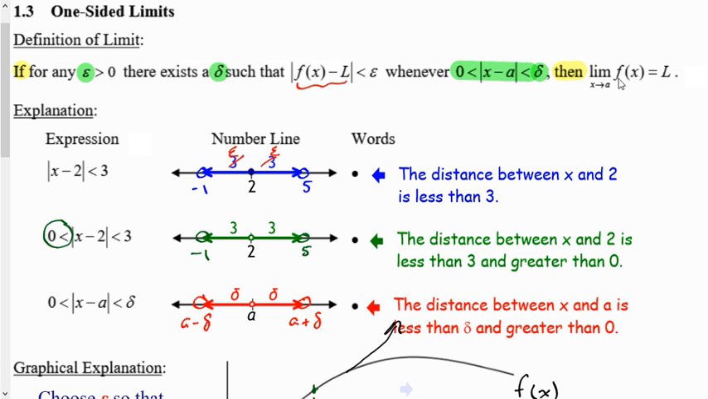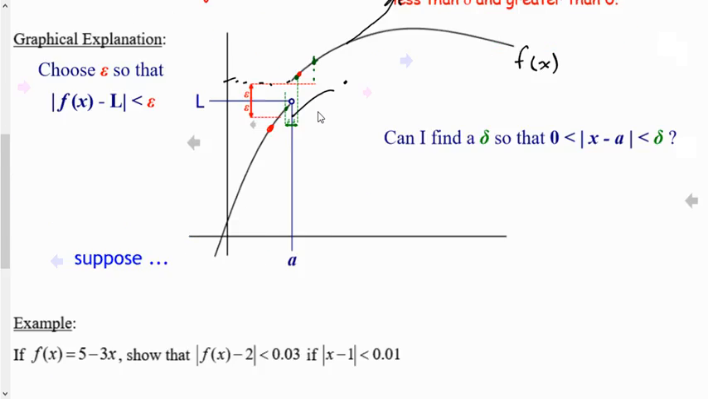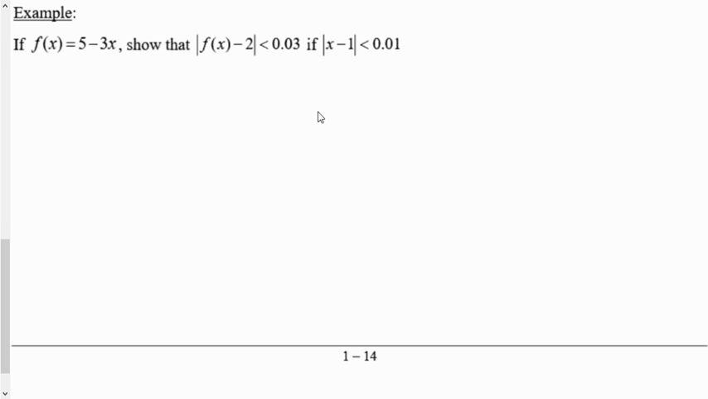Well, we'll look at an example, and after all that confusion, you'll probably find this example really simple. But here we go. We have this function, f of x equals 5 minus 3x. And we want to show that the distance between the function and 2 is less than 3/100ths if the distance between x and 1 is less than 1/100th. So we want to show that this is true if that is true.